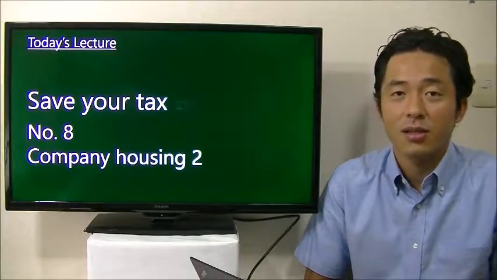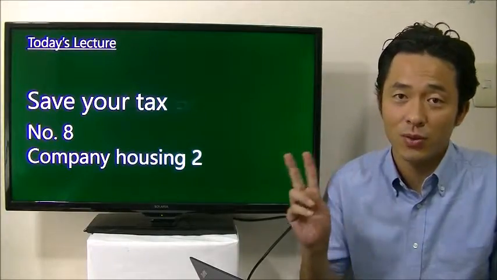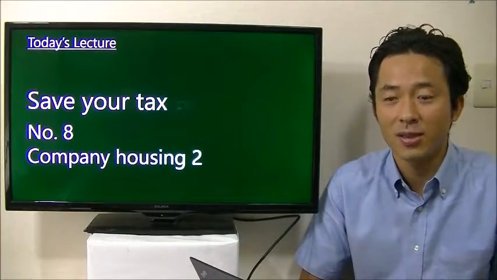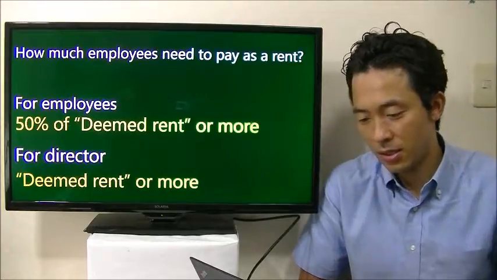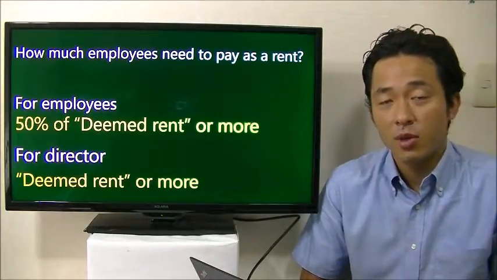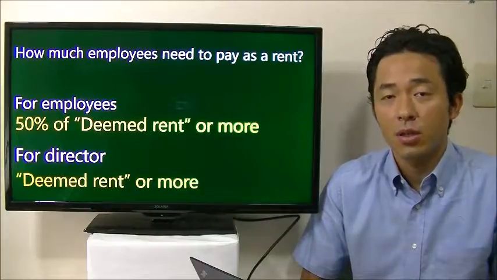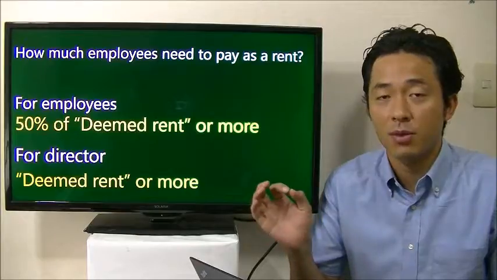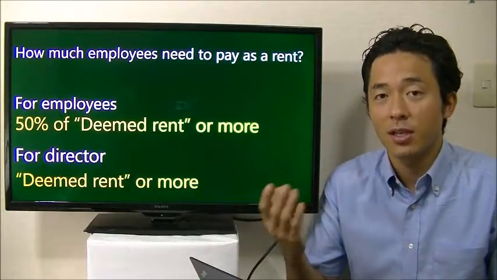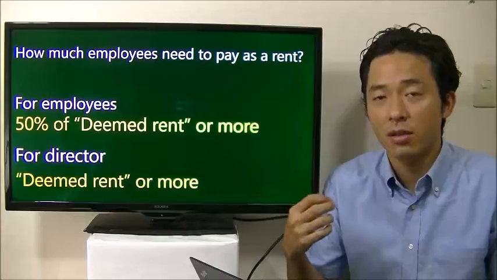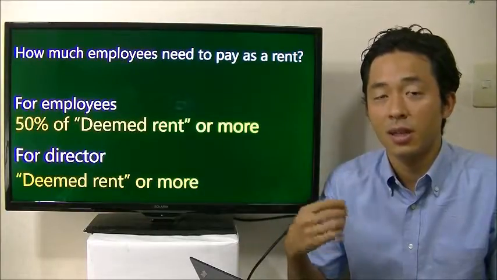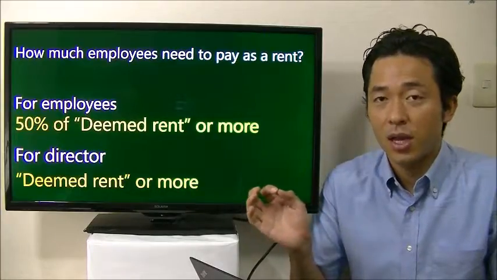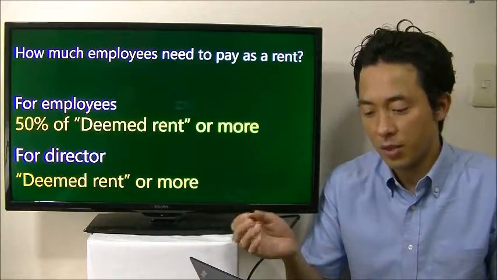Today's lecture is company housing number 2. It's technical. Today's lecture is technical too, but please follow me. As I said in the previous lectures, in order to avoid taxation, the employee has to pay some kind of rent to the companies. If the employee gets free rent, that free rent will be considered a taxable income of the employee. But how much does the employee have to pay to the companies?